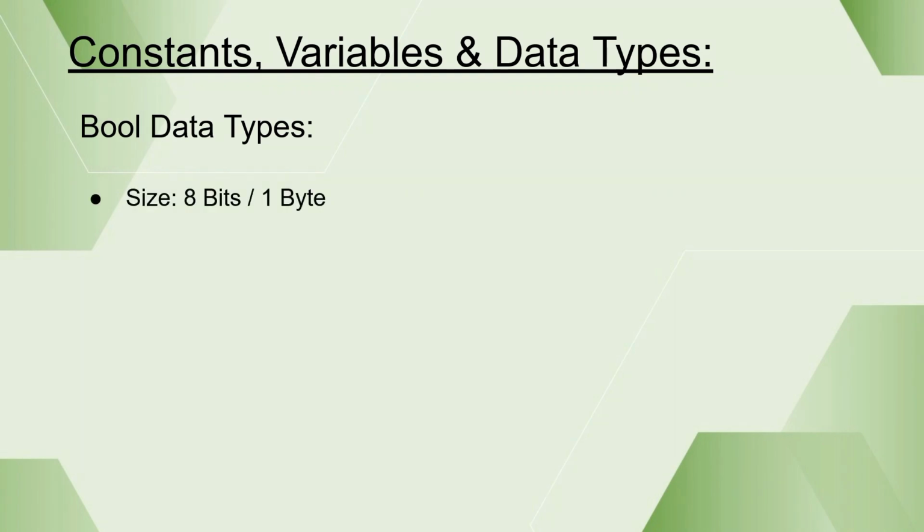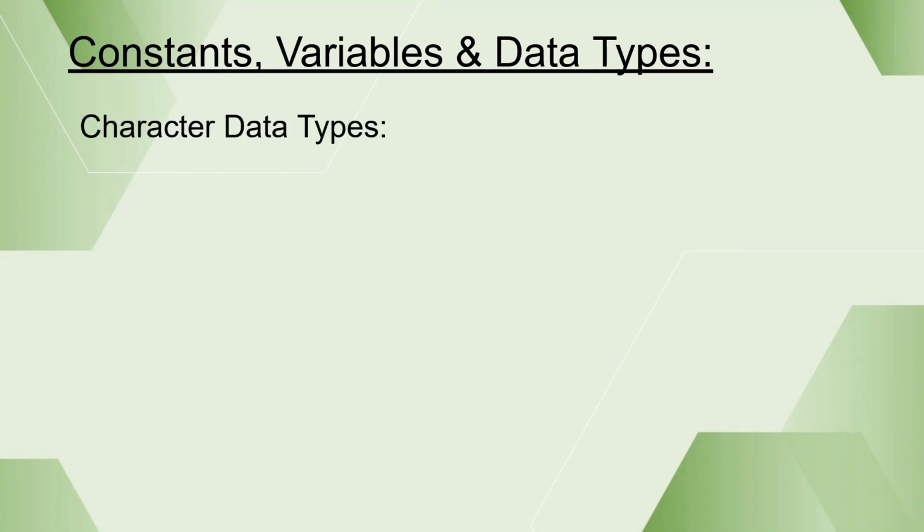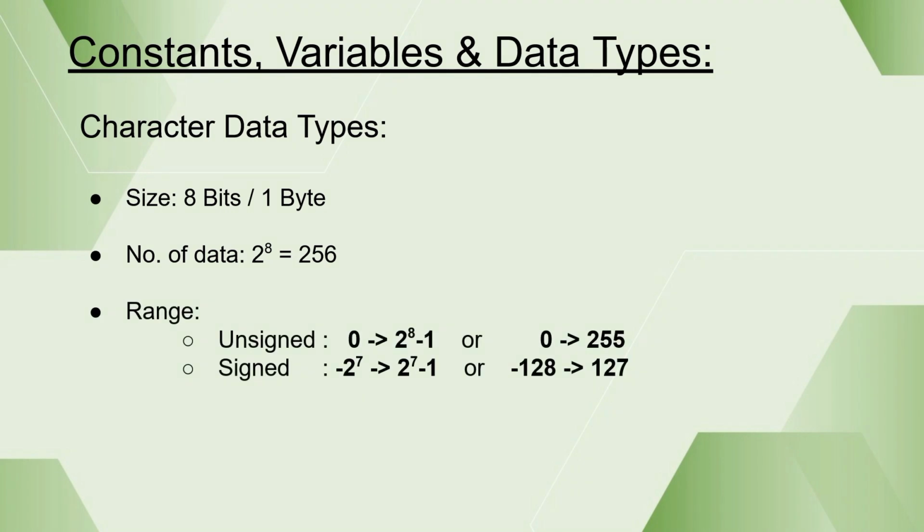Its size is 8-bit or 1 byte, and its range is either 0 or 1, or true or false. Then the character data type. Its size is also 8 bits or 1 byte. As the number of bits is 8, the number of data is 2 to the power 8, that is 256.